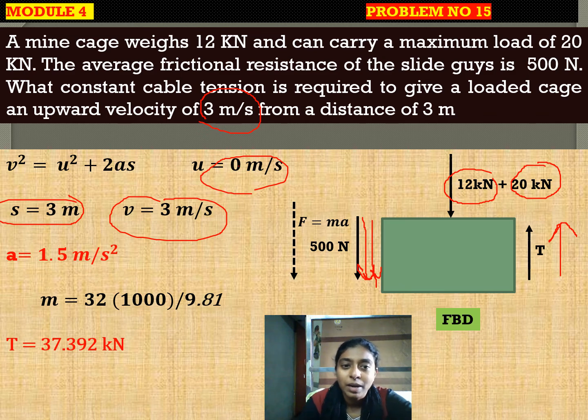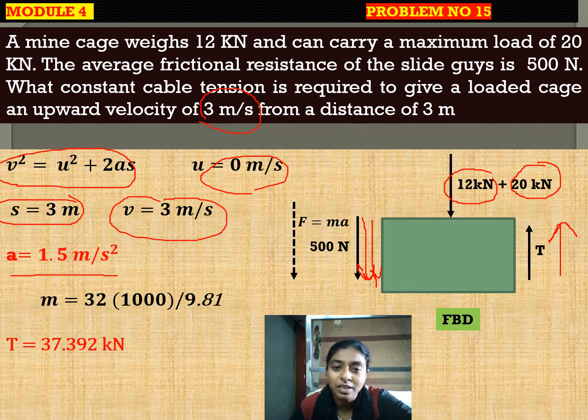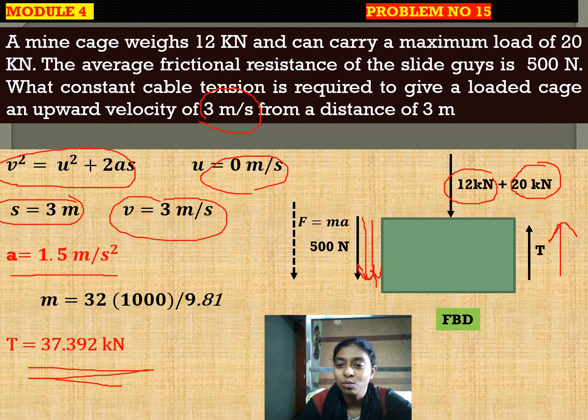Now by substituting these values in the equation of motion, we get acceleration a equal to 1.5 meter per second square. Now we can resolve the free body diagram. We get T is equal to 37.392 kilonewton. Remember to convert kilonewton to Newton. Mass is taken as the total load, that is 32 into 1000 for converting kilonewton to Newton, divided by 9.81, the acceleration due to gravity.